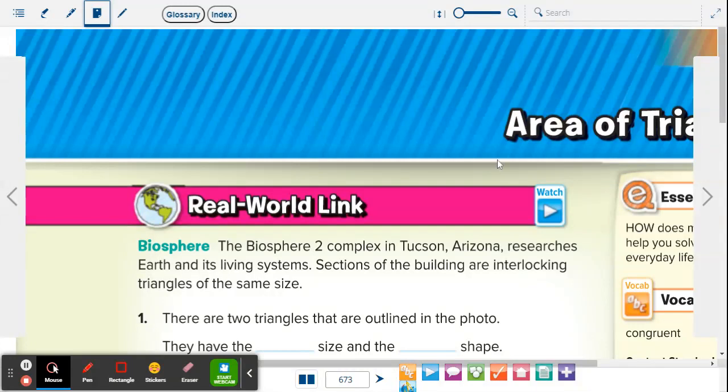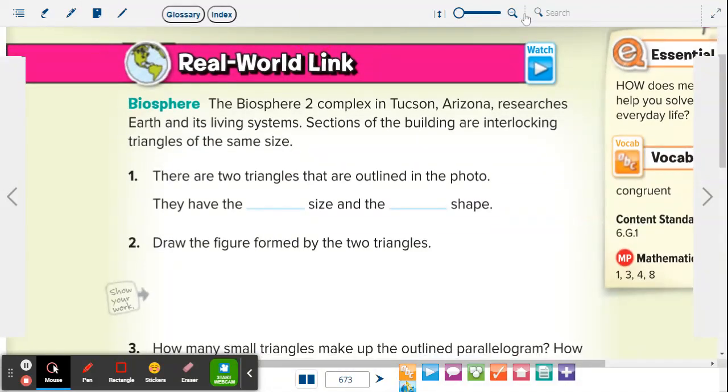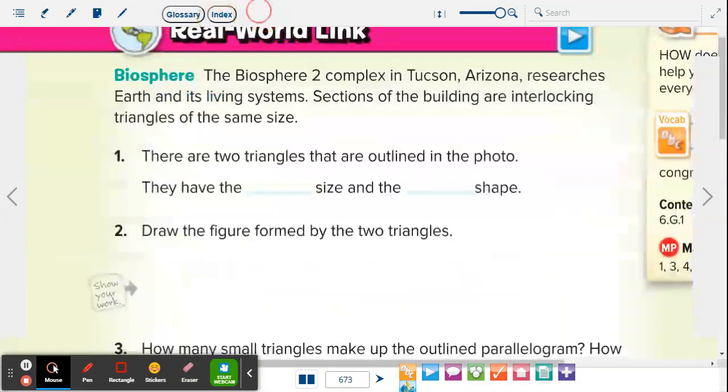All right, so Friday we talked about area of rectangles and area of parallelograms. Now we're moving into area of triangles. So in the real world link, it says the Biosphere 2 complex in Tucson, Arizona researches Earth and its living systems. Sections of the building are interlocking triangles of the same size.